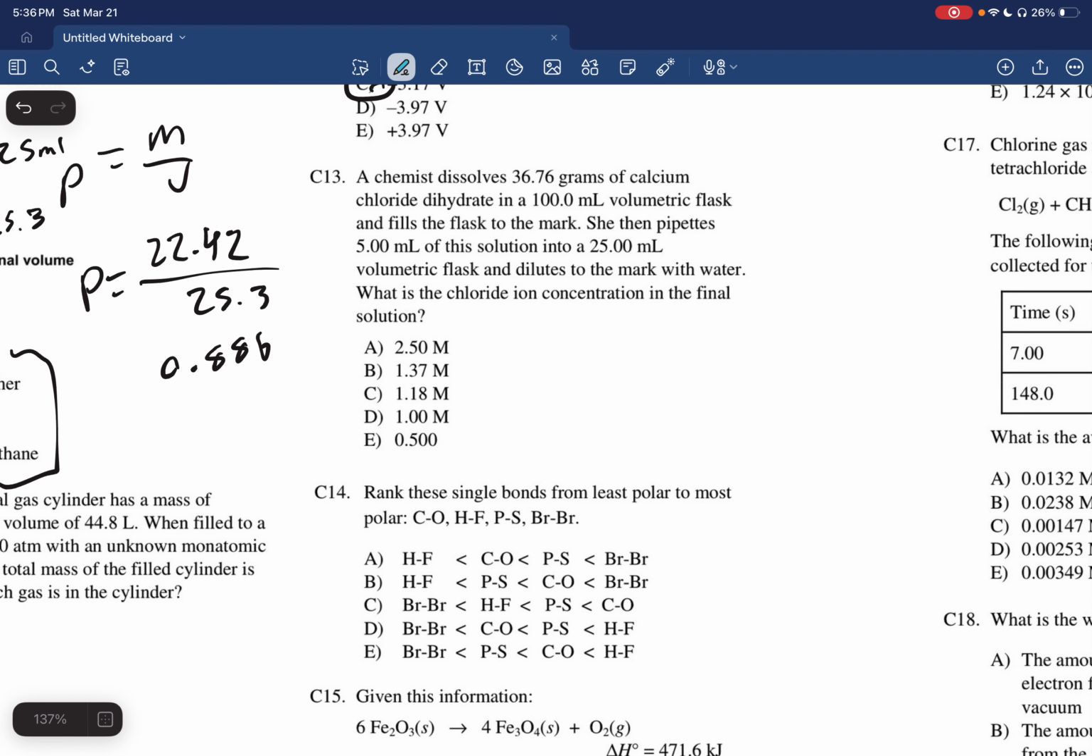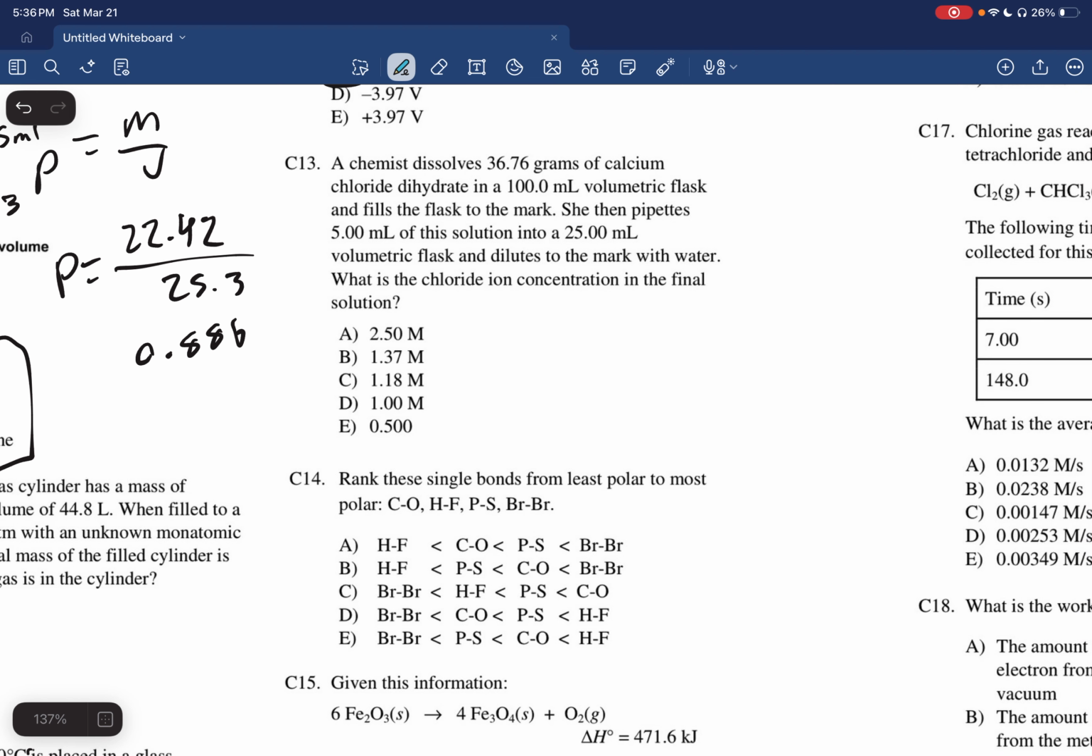Again, not that bad. Question 13 says, a chemist dissolves 36.76 grams of calcium chloride dihydrate in a 100 milliliter volumetric flask and fills the flask to the mark. She then pipettes 5 milliliters of the solution into a 25 milliliter volumetric flask and dilutes to the mark with water. What is the chloride ion concentration in the final solution?